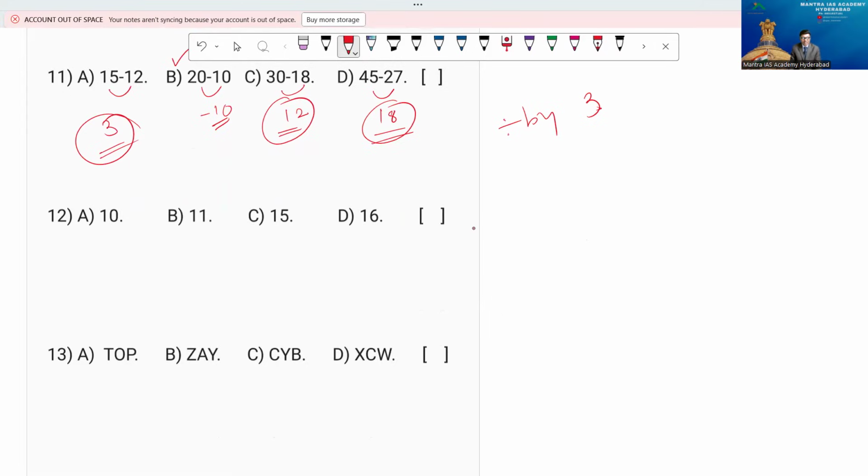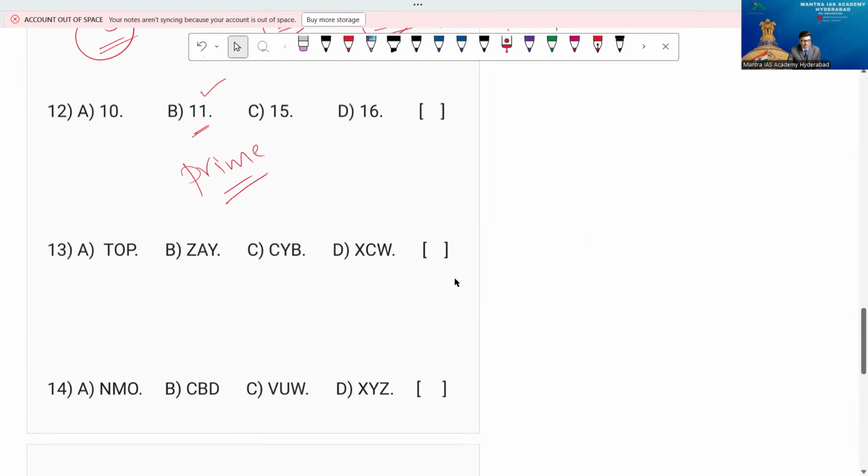10, 11, 15, 16, Baba. 10, 11. Looking at the question, it is the simplest question. Because 11 doesn't have any factor, of course. But all the other numbers have factors. So this number is what you call a prime number, and the others are non-prime numbers. So that's the reason.